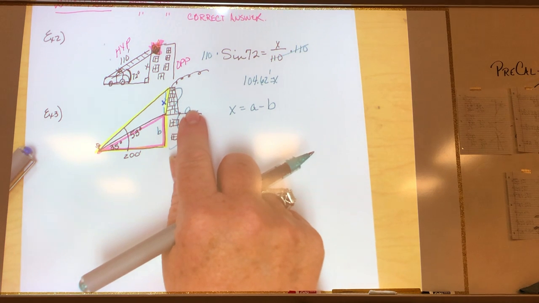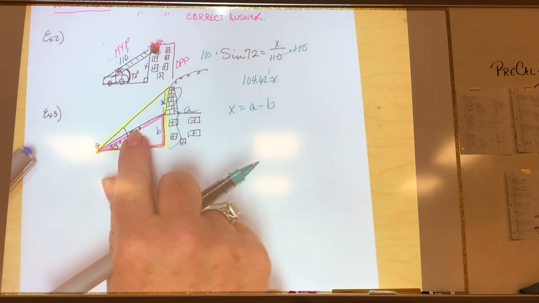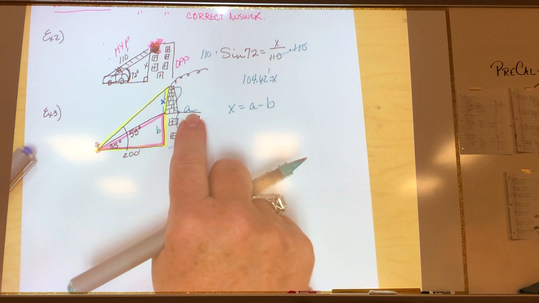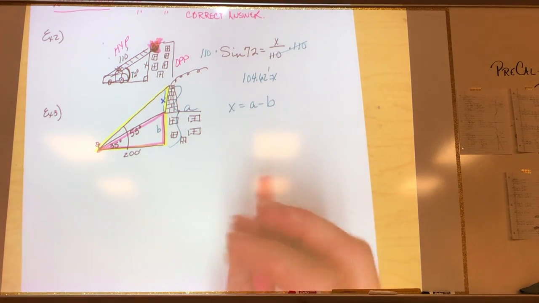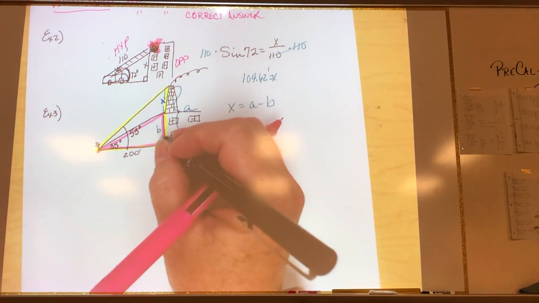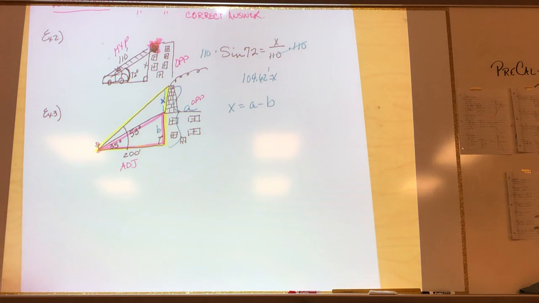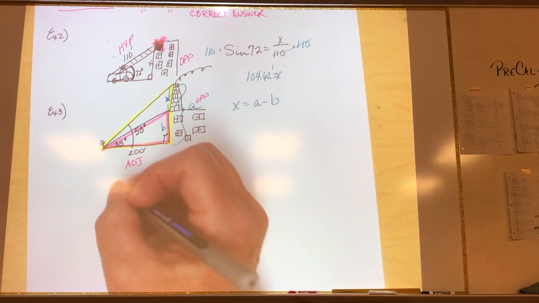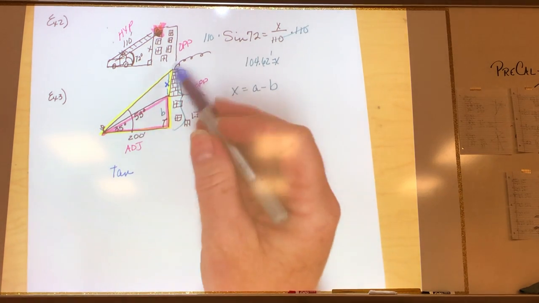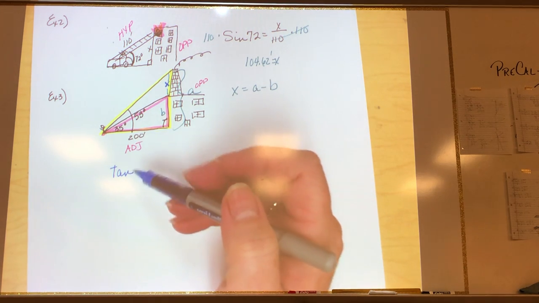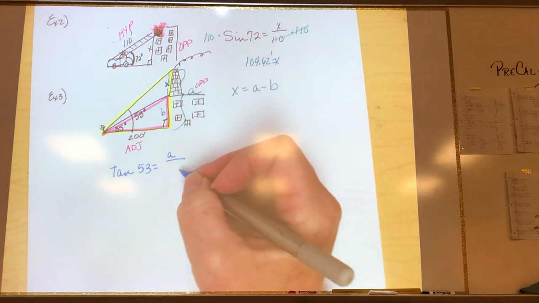So let's find A first. With respect to this big angle right here, because I'm talking about the yellow triangle, what's this side called? Opposite. And what's this side right here called? Adjacent. It's not the hypotenuse, because this is a 90-degree angle right here. So this is opposite and this is adjacent. What function deals with opposite and adjacent? Tangent. So I'm going to say the tangent of 53. People, I'm working on the yellow triangle. It has nothing to do with the 35. The tangent of 53 is equal to opposite, we call it A, over adjacent, 200.